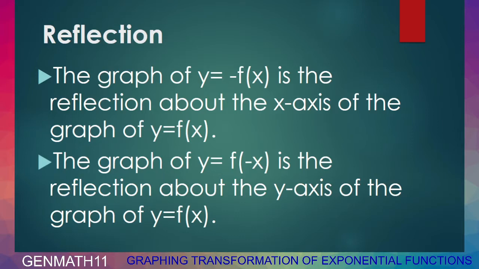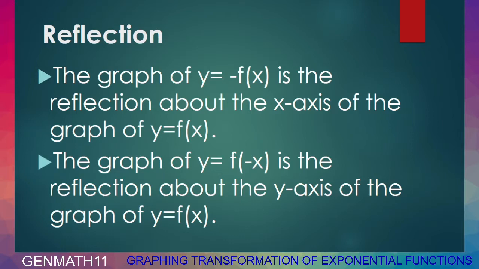So, the graph of y equals negative f of x is the reflection about the x-axis of the graph y equals f of x. So, the graph y equals f of negative x is the reflection about the y-axis of the graph of y equals f of x. So, kapag sinabi kasing reflection, ito yung kabaliktaran ng isang graph. Kunwari, yung graph natin papuntang kanan. So, reflection niya is sa kaliwa.